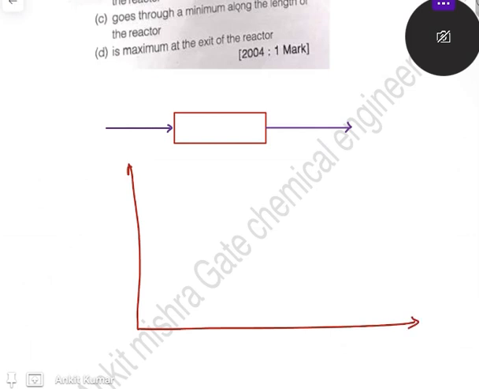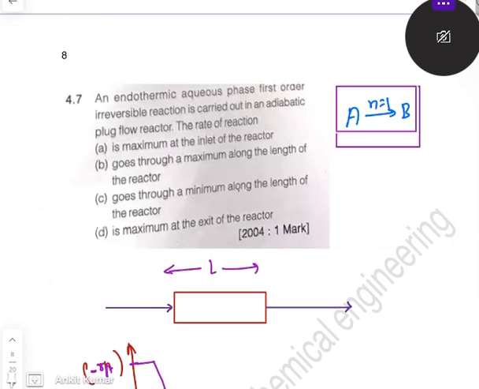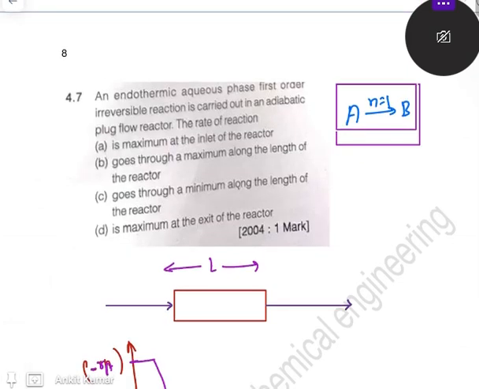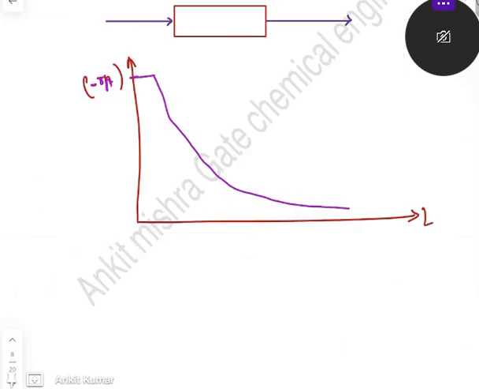If I plot minus r_A versus L, where this is the length of the reactor, the rate of reaction will be maximum at the inlet, and after that it will start decreasing, something like that. So the option that the rate goes through a maximum along the length of the reactor is wrong. If it were a reversible reaction, then option B may be correct, but this is wrong. Goes through a minimum along the length of the reactor is wrong; is maximum at the exit of the reactor is wrong; is maximum at the inlet of the reactor is correct. The rate will start decreasing along the reactor length because of the endothermic nature of the reaction.